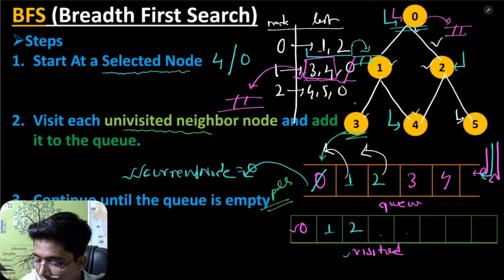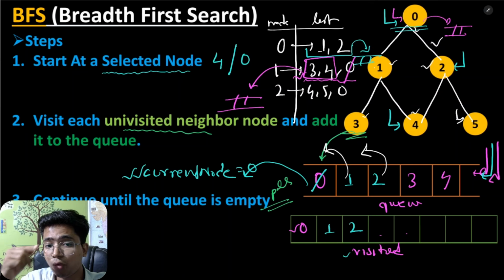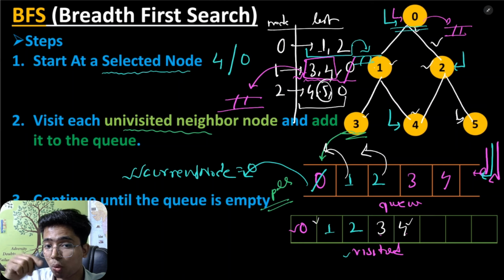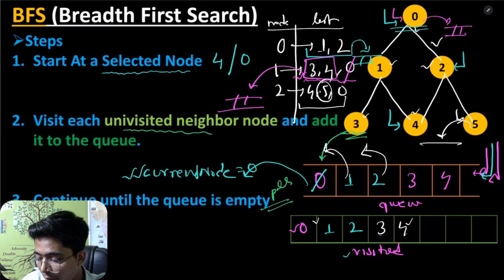So 2 is having 4, 5 and 0. So we'll be checking if 4, 5 and 0 are visited. So notice 4 is visited and 0 is also visited, but 5 is not visited. So we can push the 5. We can only push this 5 into the queue. So we'll be pushing the 5 into the queue.